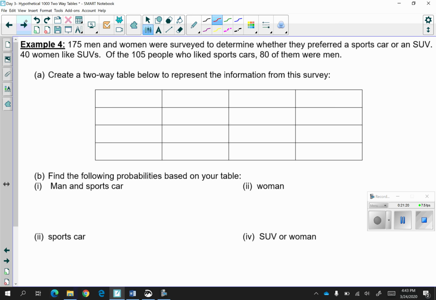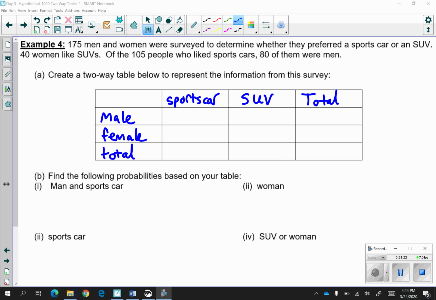Why don't you try to create this one on your own again? So hopefully you noticed that this one wasn't a hypothetical 1,000 two-way table. They're telling you that there are 175 men and women total. So that's going to go here instead of 1,000. They're also not giving you probabilities. They're giving you legitimate values. So all you have to do is write them in. So 40 women liked SUVs.